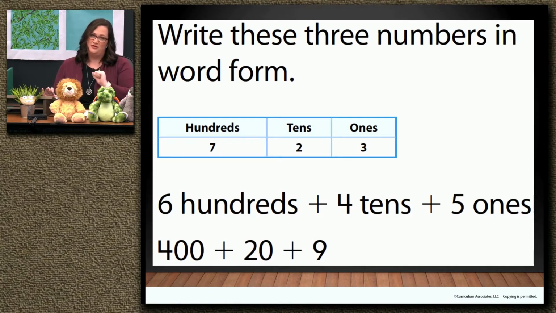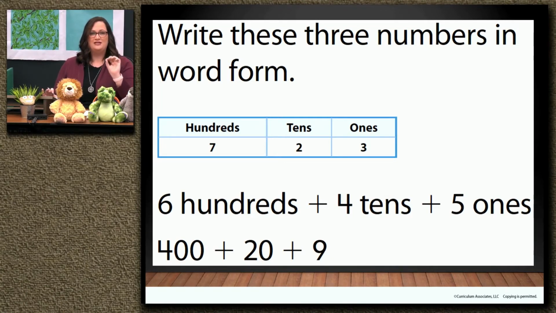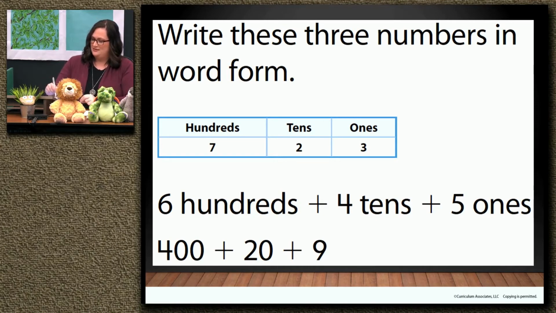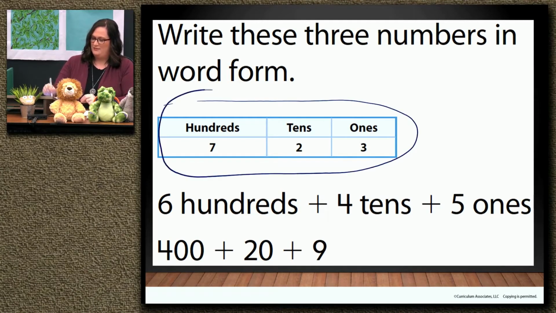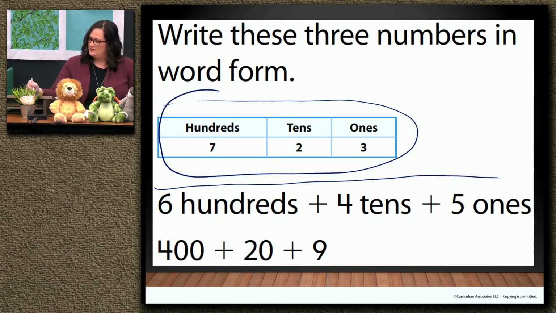But before, let's do a little practice. It says, write these 3 numbers in word form. So the first one is this right here. I'm going to write it on my whiteboard and you write it on yours, and then we'll see if they match. Do all 3 on your whiteboard, and then we'll see if they all match. The second number is this.